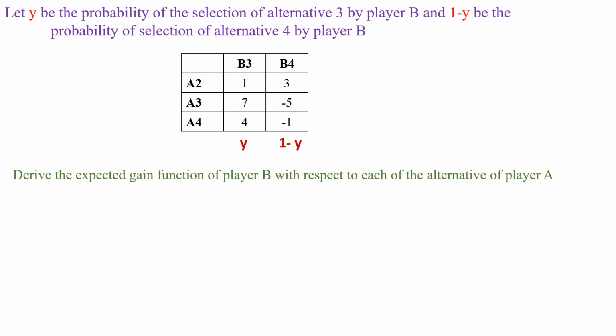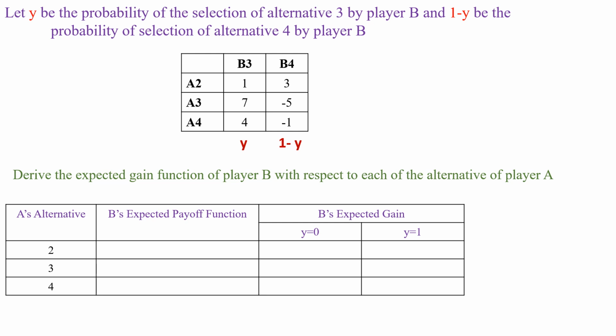So next, to derive the expected gain function of player B with respect to each of the alternatives of player A, draw the tabular column and write down the player A strategies, that is 2, 3, 4, and write down the payoff function in terms of Y and 1 minus Y. For this, you have to multiply 1 into Y plus 3 into 1 minus Y. So 3 into 1 minus Y plus 1 into Y, that is Y plus 3 minus 3Y. That is 3 minus 2Y.